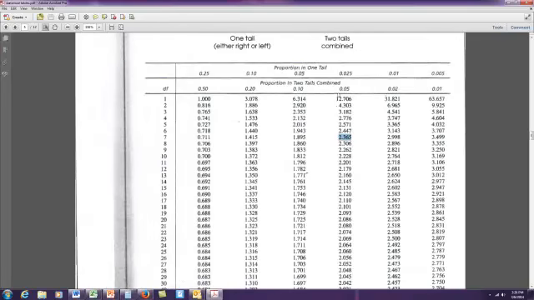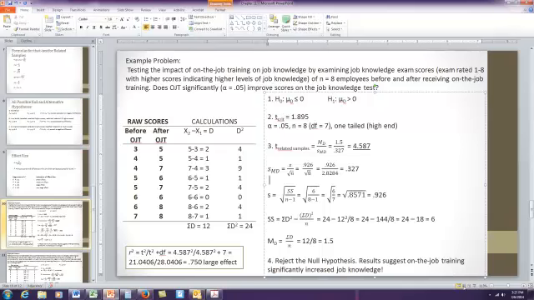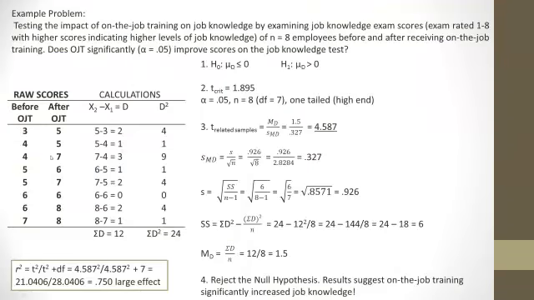Let's make this a little bit bigger. Alpha level of 0.05, one tail. Remember, we're just looking at the high end. Degrees of freedom 7, and you land on 1.895. And you know it's positive 1.895 because we are only concerned with the high end of the distribution, since we're expecting that time 2 will have larger scores. So now let's go through all these calculations.